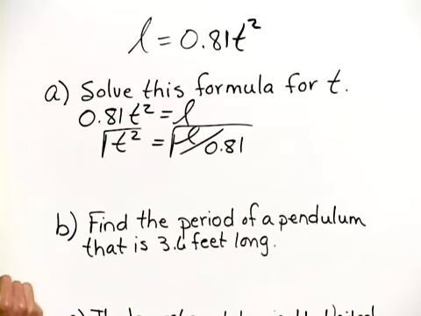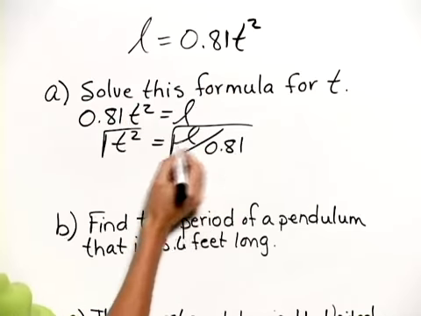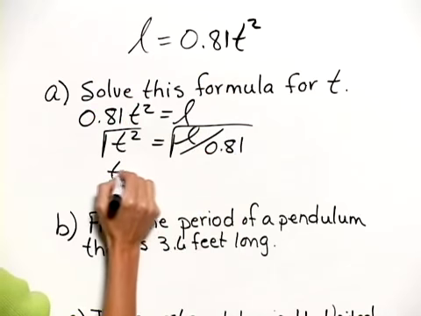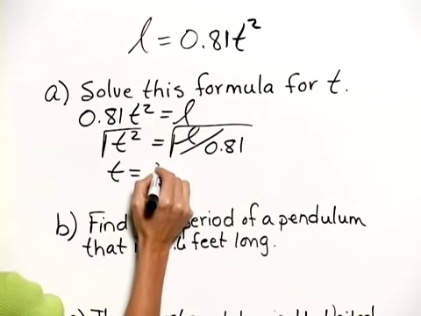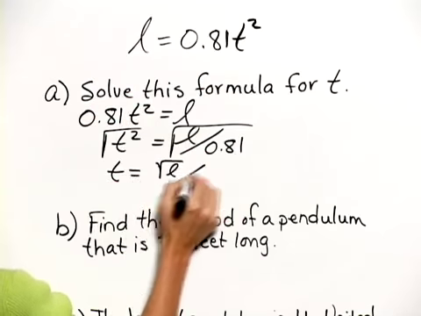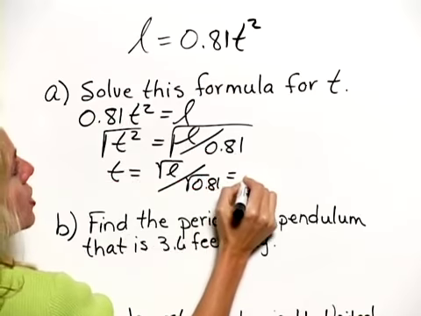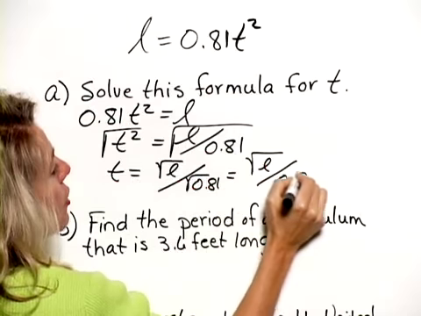The next step is I'm going to take the square root of both sides, and normally I would take both the positive and the negative square root of the right side, but we're talking about times, so we're dealing with only a positive number. So t will be equal to the square root of L over the square root of 0.81, which is equal to the square root of L over 0.9.